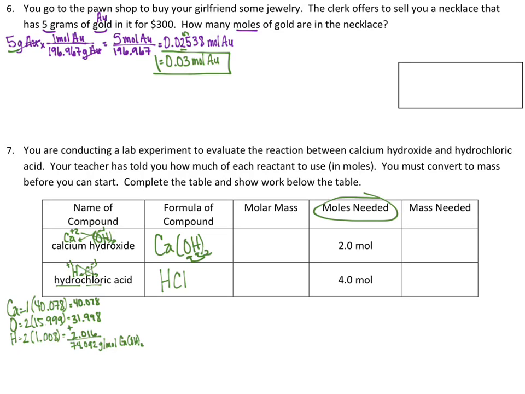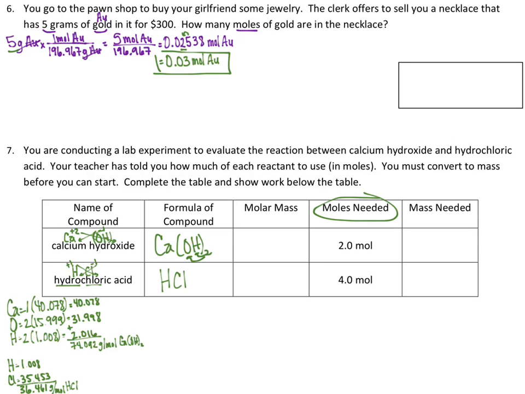Okay, next I have hydrochloric acid. Has 1 hydrogen. Has 1 chlorine. And chlorine is 35.453. I add these up, they equal 36.461. Again, my unit is grams per mole, and I'm talking about HCl.